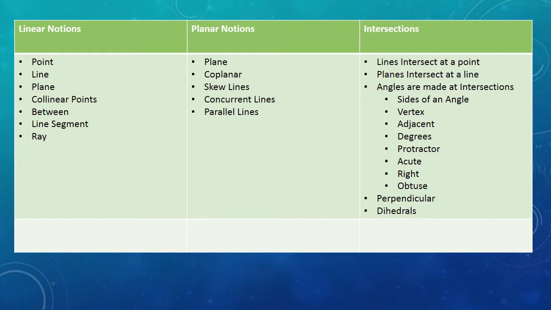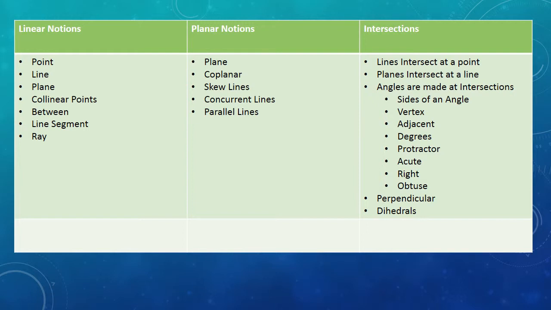And then finally you have this concept of intersections. Lines intersect at a point, planes intersect at a line. And then we talk about angles, because angles are made at intersections. So then we'll talk about sides of an angle, the vertex, which is where the actual intersection is occurring, and the concept of adjacent angles.